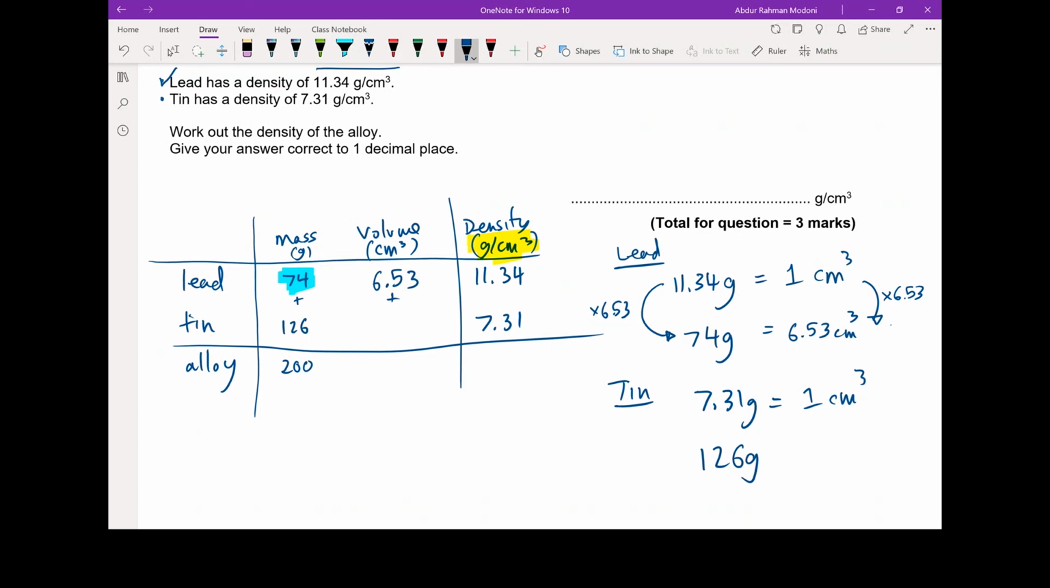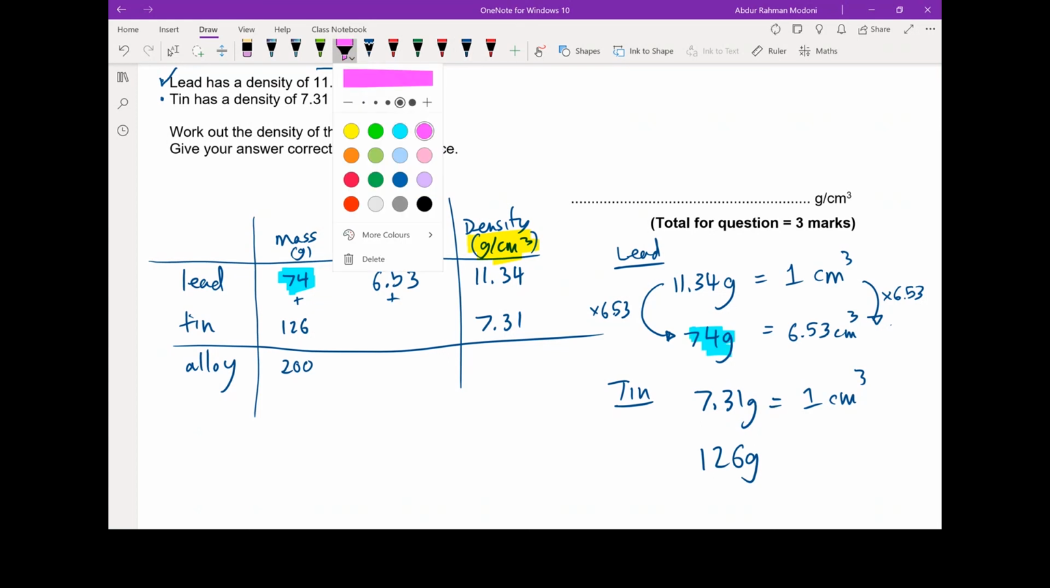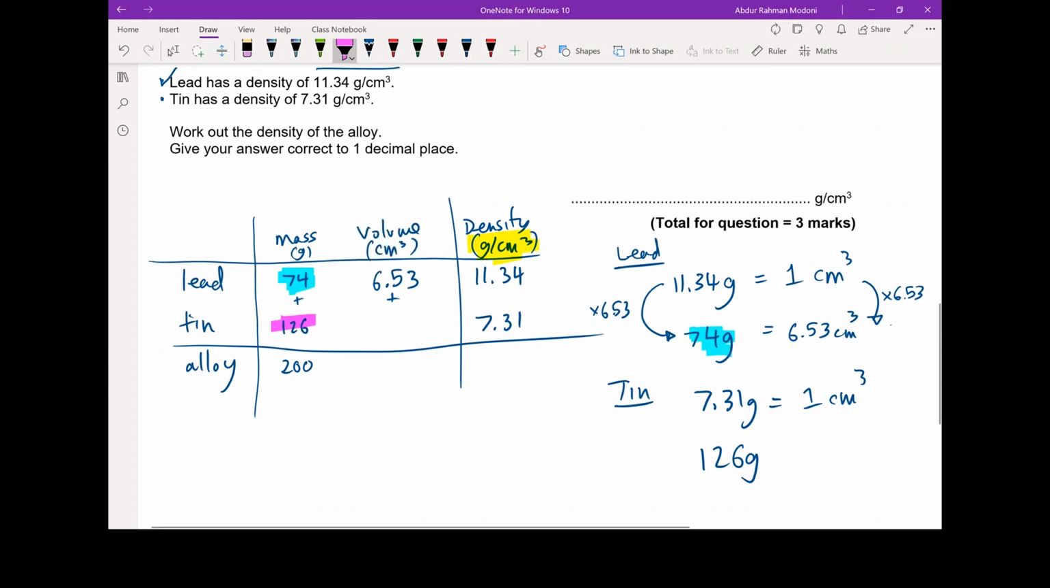Okay, so let's remind ourselves. So that was 74 grams. Let's use a different color to highlight this. We want to get to 126 grams for tin. There's 126 grams. I've written that out. Now I need to figure out how to get there.